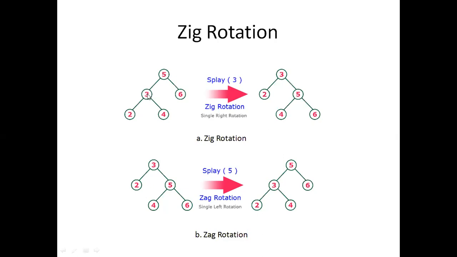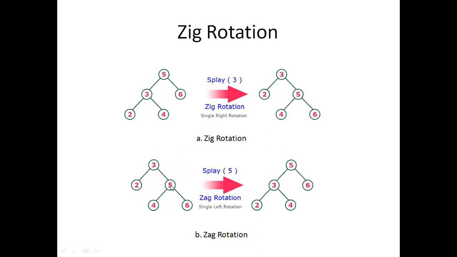So here we have to perform zig rotation, which means right rotation. So 3 is placed at the root node, then 5 moves here. It means 3 is placed at the root node position, and 5 is placed as the right child of node 3. This is simply zig rotation, that is right rotation. Here node 3 was the left child of node 5, that is, 3 was the left child of the root node. That is the zig step or zig rotation, we can say.